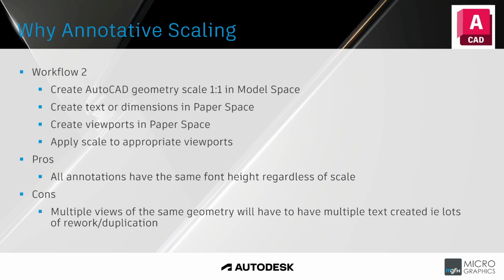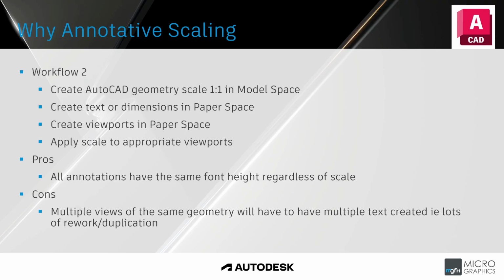The second workflow that companies get through with is, once again, you create all your AutoCAD geometry in 1:1 in model space. And then you create all your text or dimensions in paper space after creating your viewports. So when you create your text style, you're going to say, right, this text style must be 5 millimeters. Whereas in the previous workflow, you'd actually have to say, I'm going to be printing this as 1:100, so if I'm putting it in model space, it's got to be 20 millimeters or 30 millimeters, whatever it is.